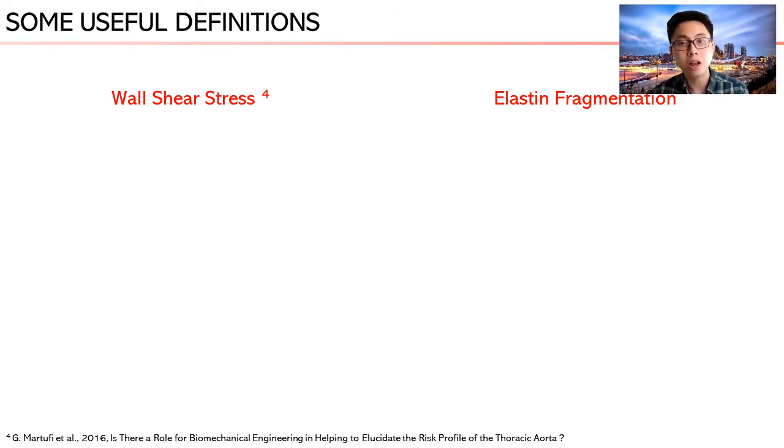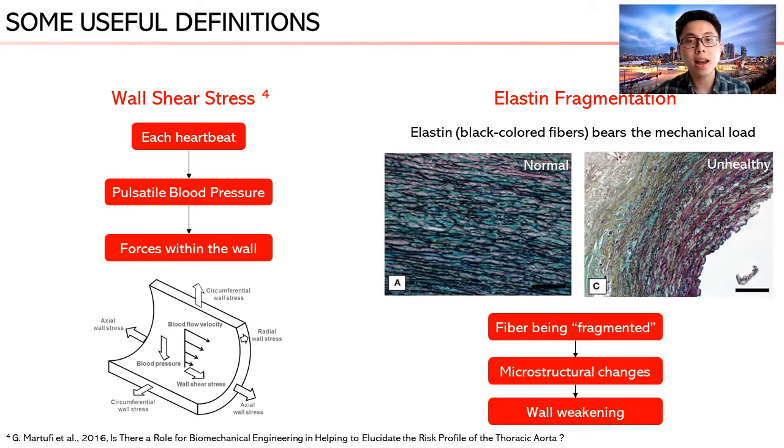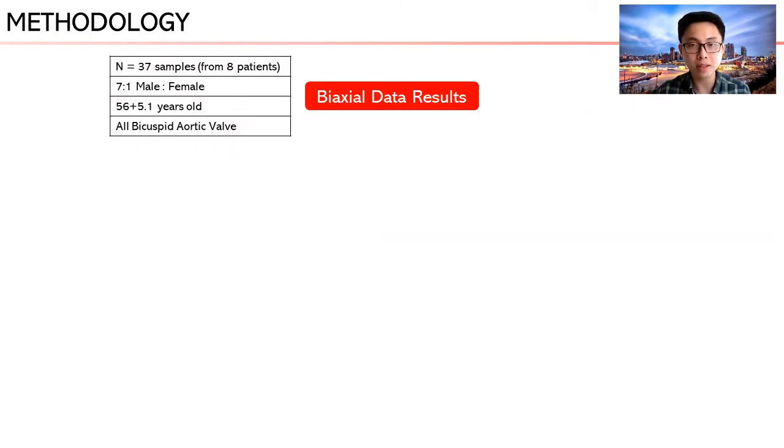Before moving further on, two important definitions that you need to know: wall stress and elastin fragmentation. Each heartbeat produces pulsatile blood pressure and force generation within the wall. Acting forces per area of the arterial wall is the wall stress. Elastin is one of the important fibers or proteins that bears the mechanical load, and under the effect of wall stress, elastin can be discontinued or fragmented, leading to microstructural changes and eventually wall weakening.